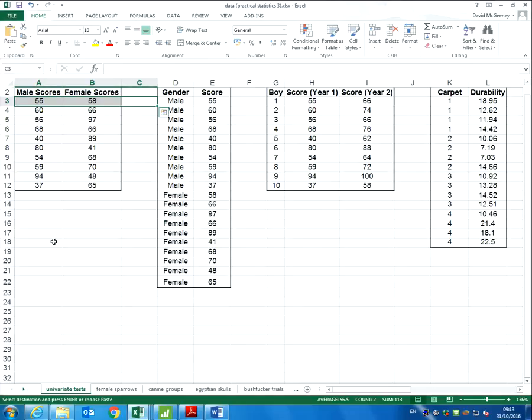Now, this word came up last week, factor. Okay, so what is a factor?